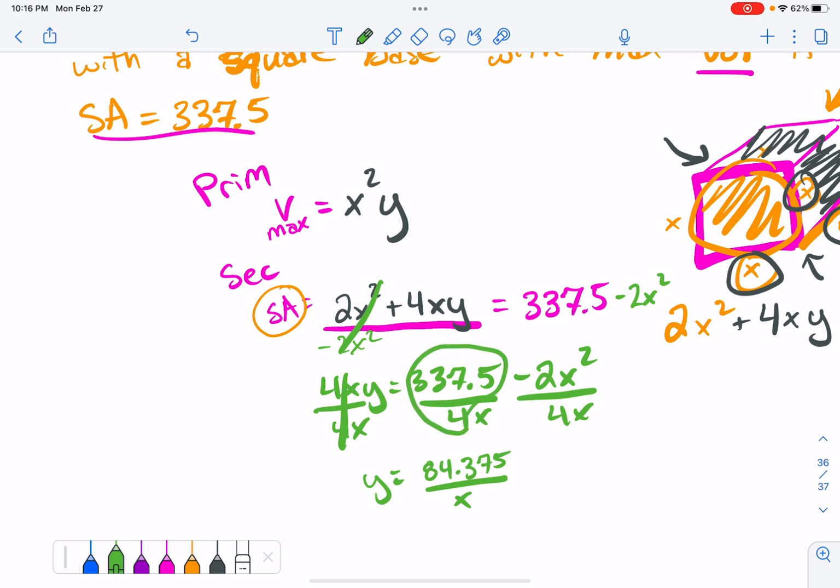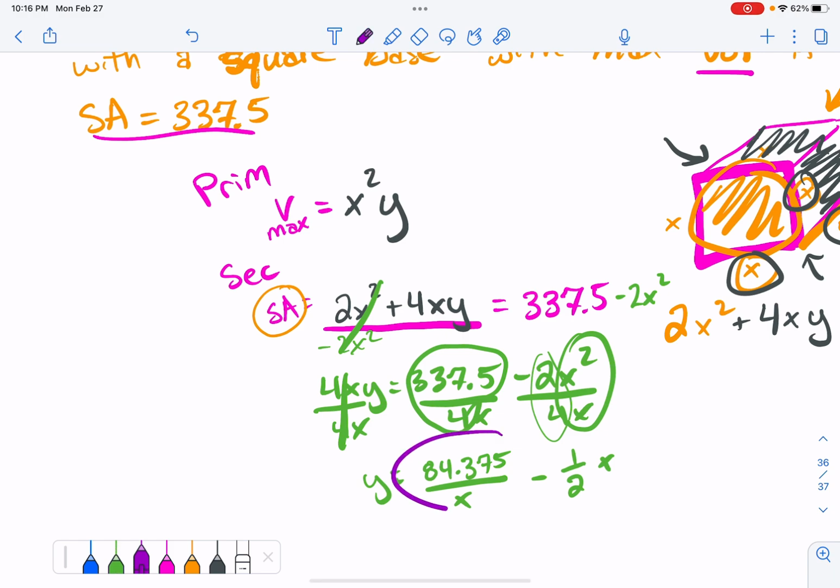So I've reduced this part, and then I still have x in the bottom. Minus this 2 over 4 is 1/2. And x squared over x, I still have an x in the top. So that's what it will look like. Okay, so kind of a mess, but whatever, it'll be fine.